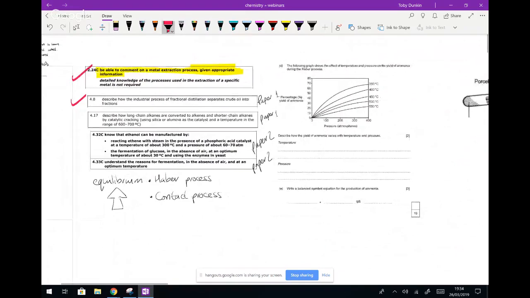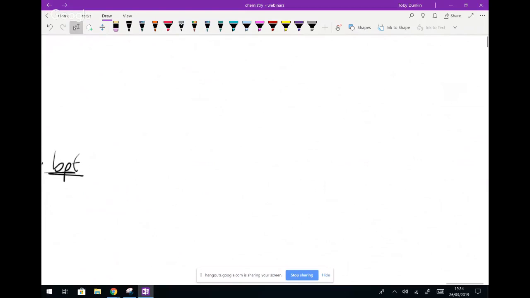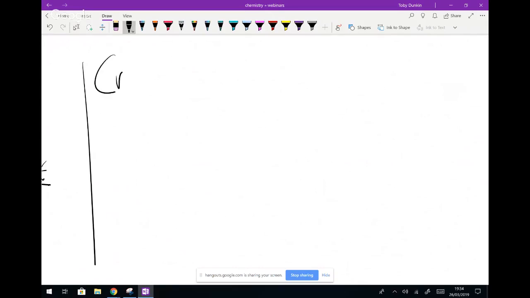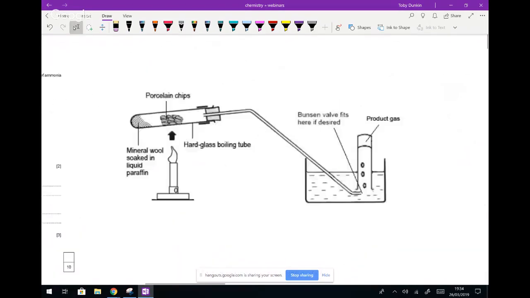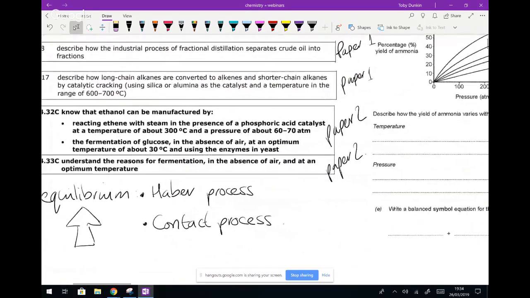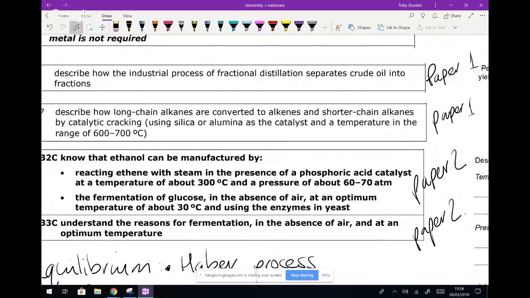Right, next one, cracking. By the way, it's nice to also notice them carrying on a theme here of organics. So organic chemistry is really being hit hard on industrial. Basically, they left in the industrial processes for the organics, but removed it for all the others. So next one is cracking. Now, please note, on your specification, they have dedicated numbers. So you need to know that the cracking process is done between 600 and 700 Celsius.